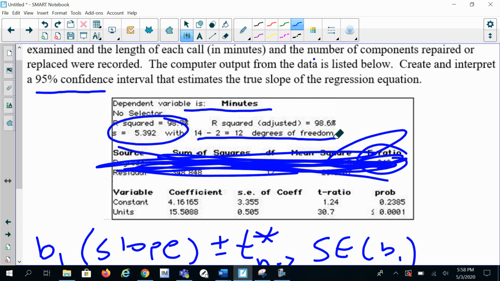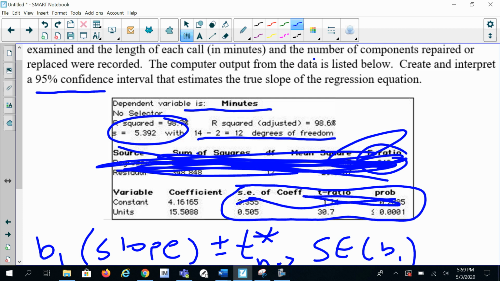We move down here. We know that this is the LSRL. It would be y hat equals 4.16165 plus 15.5088x. And now we're moving on to the rest of the table. All this stuff here is going to be important for this video today. The ones that I'm crossing out are not, but the bottom ones there are all important. So that's the new part of this video here.